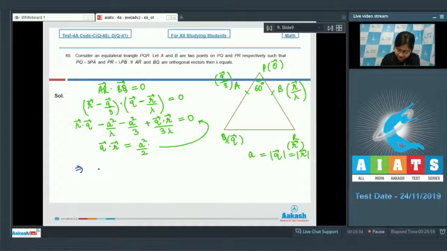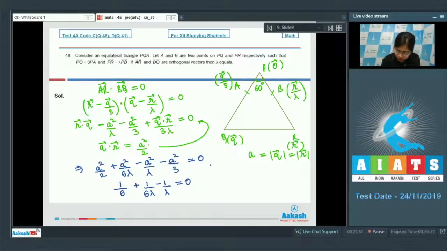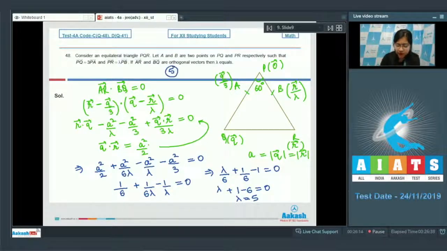So we get A square by 2 plus A square by 6 lambda minus A square by lambda minus A square by 3 is equal to 0. So A square can be cancelled. So we have 1 by 6 plus 1 by 6 lambda minus 1 by lambda is equal to 0. So multiplying by lambda, we get lambda by 6 plus 1 by 6 minus 1 is equal to 0. So lambda plus 1 minus 6 is equal to 0. So lambda is equal to 5. So 5 is our required answer.